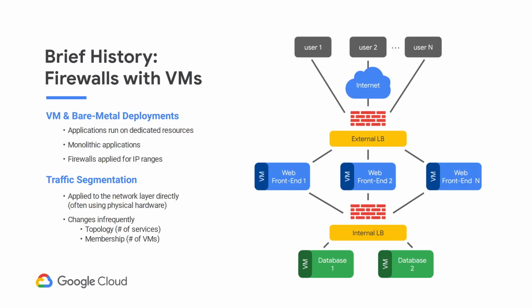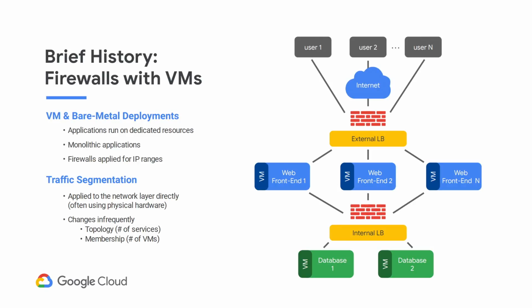Applications typically ran on dedicated machines. There were these monolithic applications. Firewalls were usually applied on IP ranges. And typically the firewall itself was applied directly at the network layer, sometimes even a physical device. So you can obviously imagine how static that environment could be. Changes would take a long time. It wasn't as dynamic as you would like it to be.